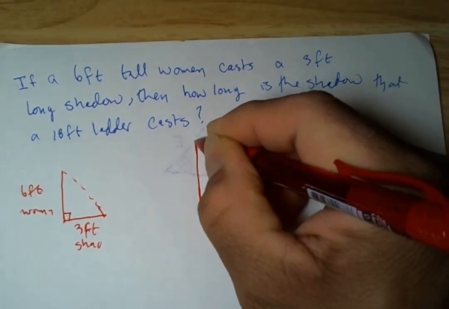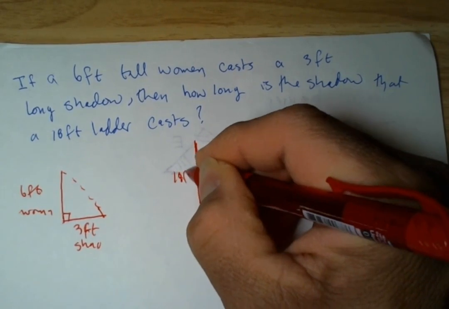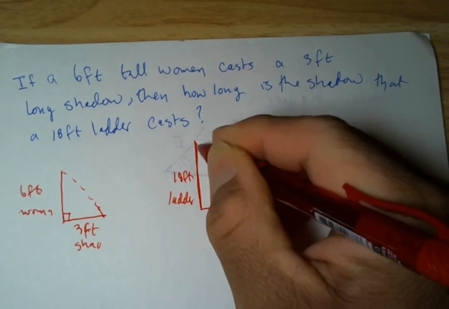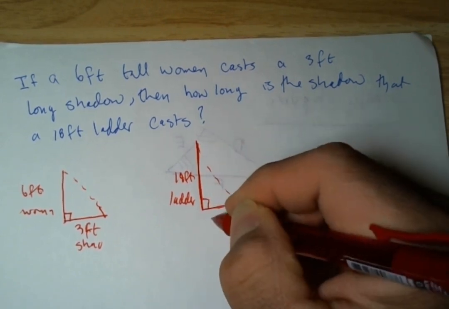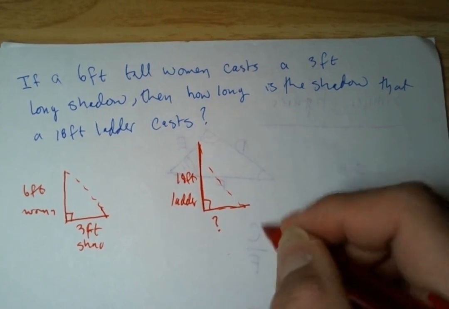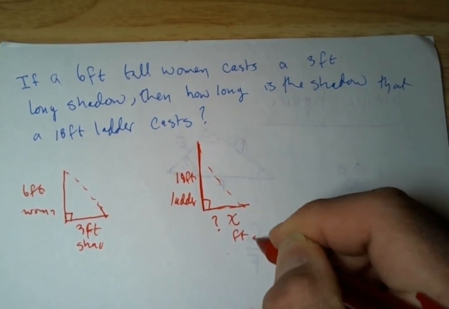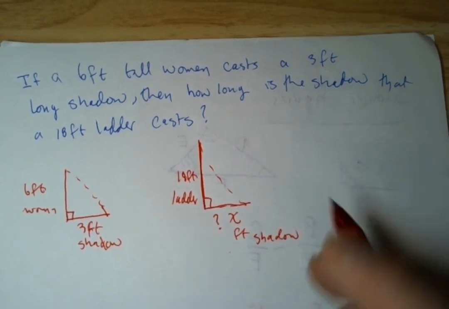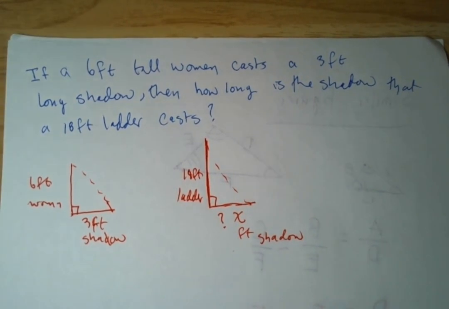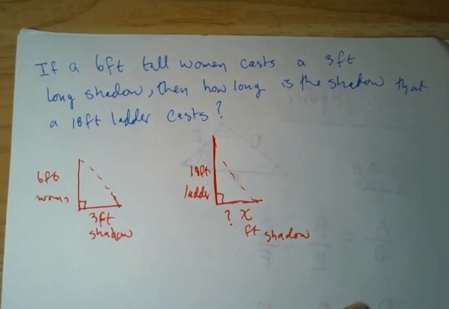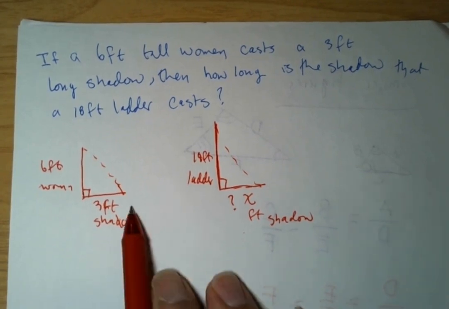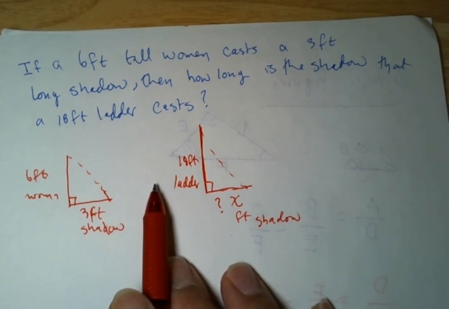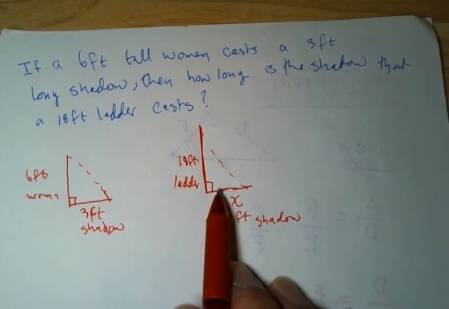Here, an 18-foot ladder. Again, the shadow. I don't know how long the shadow is, so I'll call it an X-foot shadow. So what we have here is a similar triangle going on, right triangles measuring the same kind of shadow.